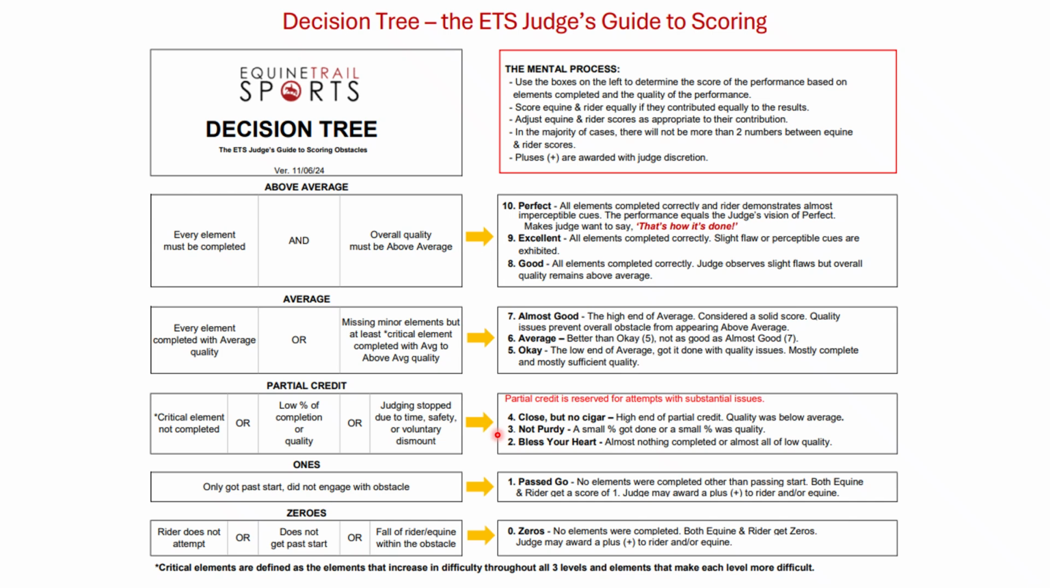A 3 is not pretty. A small percentage got done, or a small percentage was quality. In the case of the Spanish pole, if the equine walks up to the pole, bops it with their nose, and knocks it down, then the rider is done. You cannot reset the obstacle for them, and they cannot dismount and pick up the pole. That would be considered a voluntary dismount, and you would be done judging at that point.